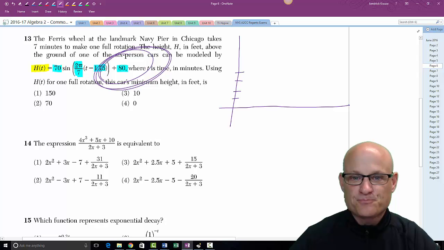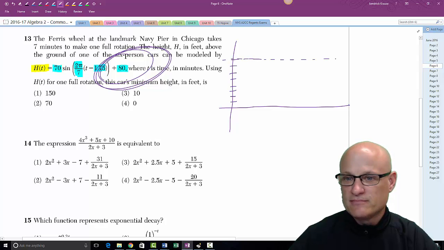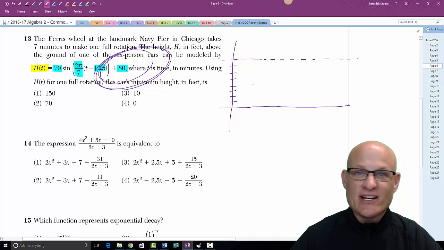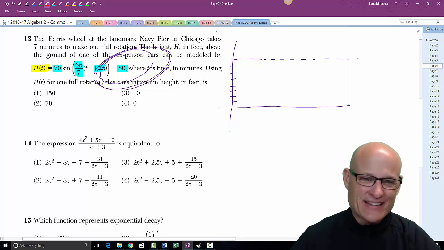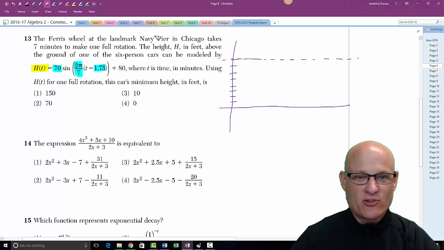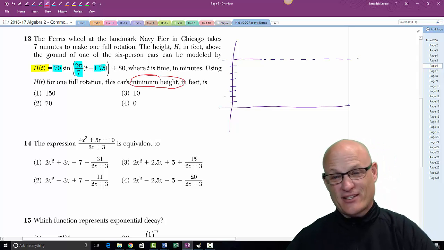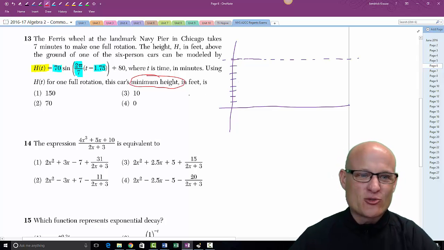So I'm going to go up and start 10, 20, 30, 40, 50, 60, 70, 80. Oh, that's terrible. Let's try that again. 10, 20, 30, 40, 50, 60, 70, 80. This is my midline for my graph. Now, it is a sine curve. I don't care about the phase shift, because the only thing they're asking about is what is the minimum height? How close to the ground is really what they're asking.